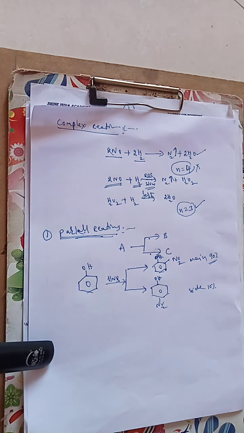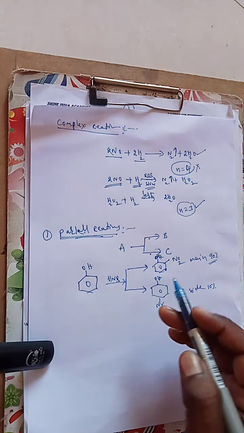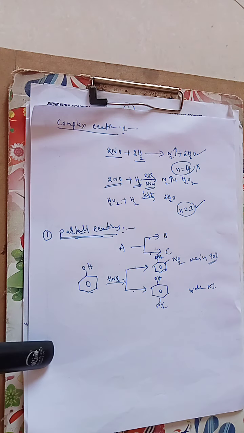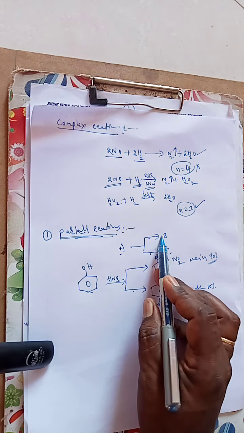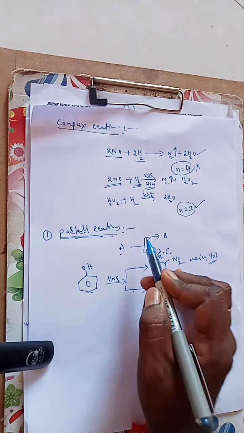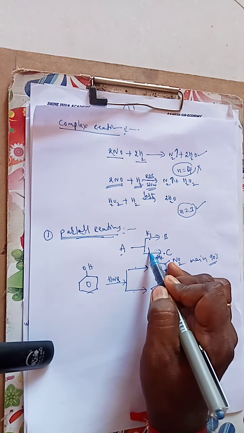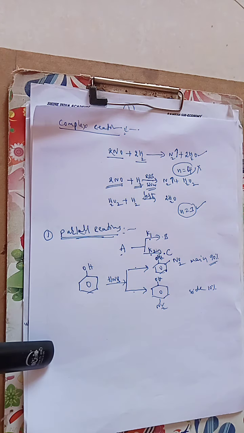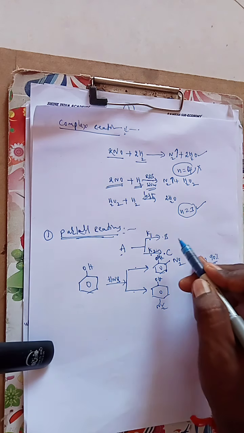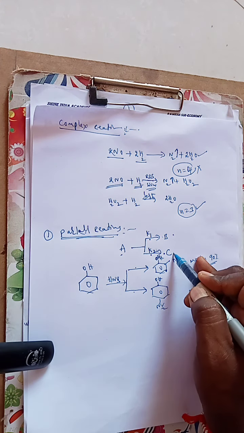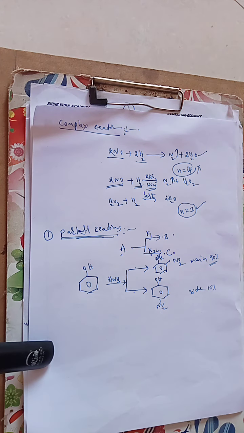Now we want the rate of reaction for the first and the second. The simple example: A gives B and C. Along the path to B the rate constant is K1, and here the rate constant is K2. The first one is the main reaction, with 90% formation, and this is the 10% formation. In this reaction, A gives two products, B and C. The first reaction is the main reaction. The second reaction is the side reaction.